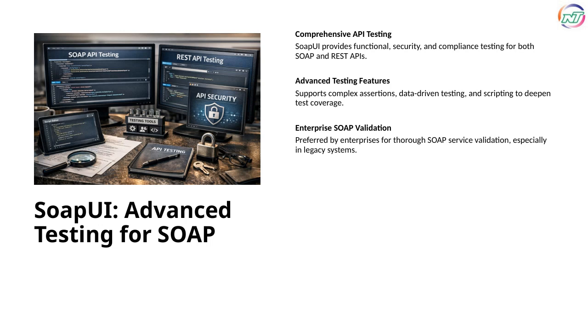SOAP UI offers a comprehensive approach to API testing by covering functional, security, and compliance aspects for both SOAP and REST APIs. It includes advanced features like complex assertions, data-driven testing, and scripting, which allow deeper and more thorough test coverage. This makes it especially popular among enterprises that need detailed SOAP validation, particularly when working with legacy systems where accuracy and robustness are critical.